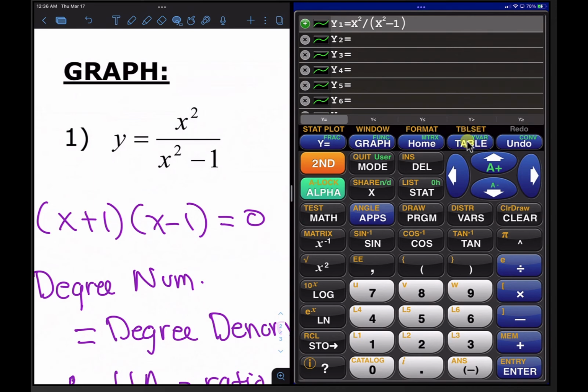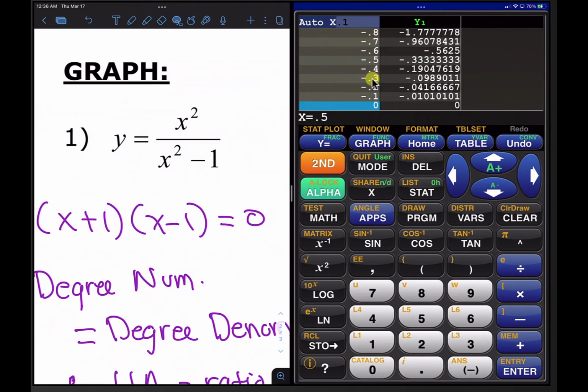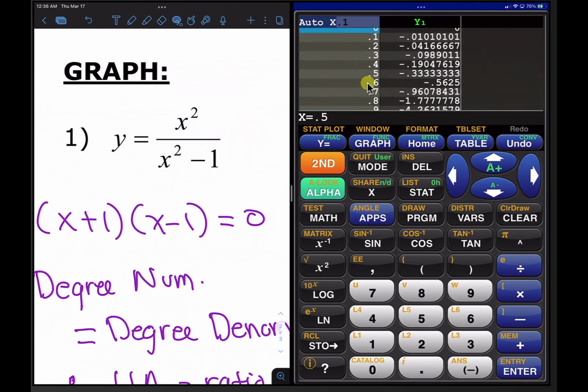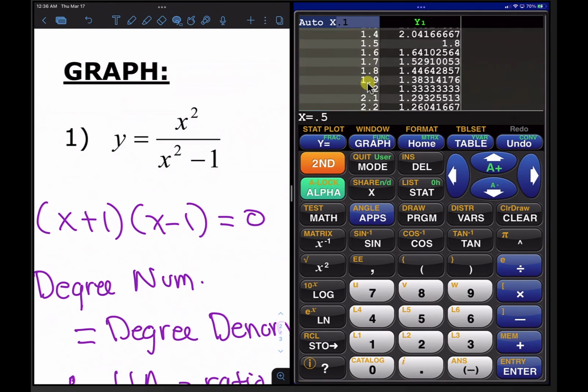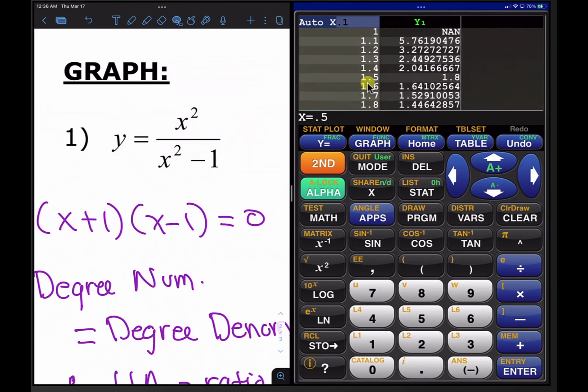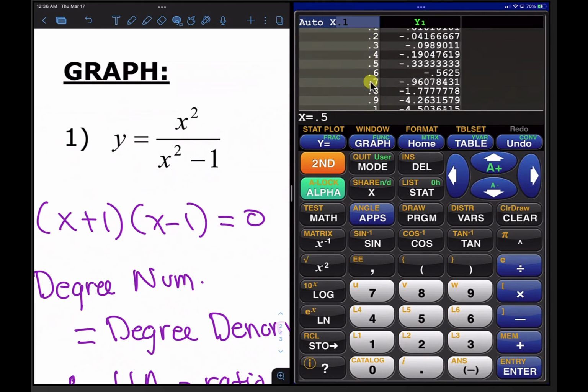Now let's see what happens when we press the table button. When you press the table button, you see that you're getting values that are, in this case, we already have it set up to where the values are going up by tenths. So like 1, then 1.1, 1.2. So that is one way to get your decimals.